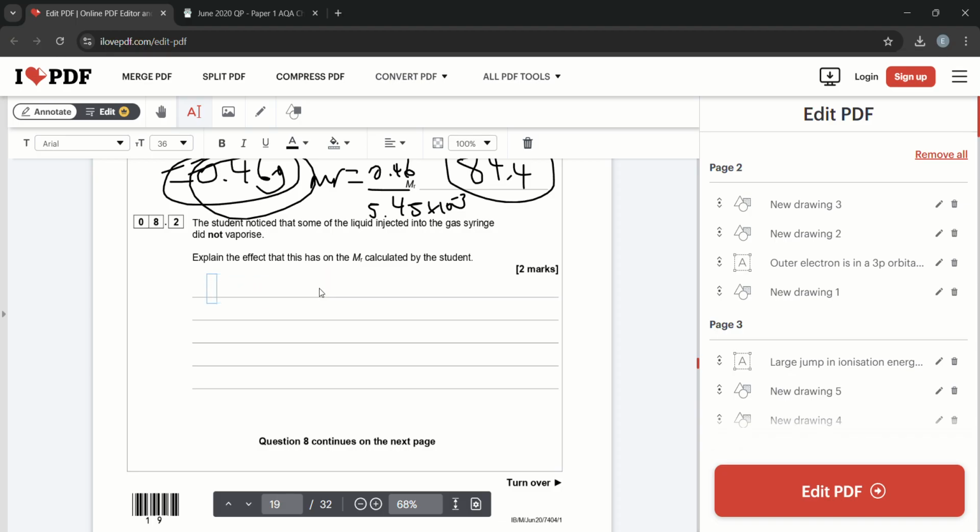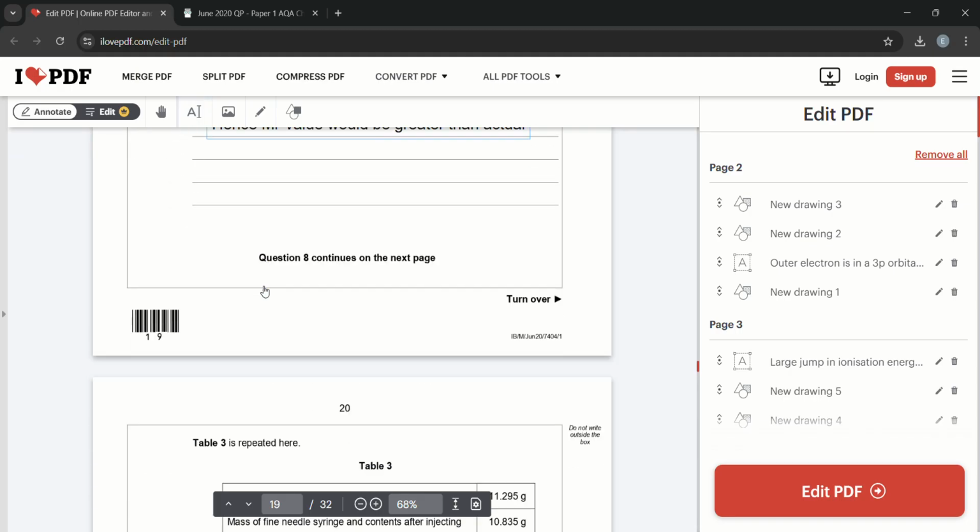In 8.2, the student noticed that some of the liquid injected into the gas syringe did not vaporize. Explain the effect this has on the MR calculated by the student. Well, there's going to be a lower volume recorded, hence the MR value would be greater than actual, as a low volume is recorded.